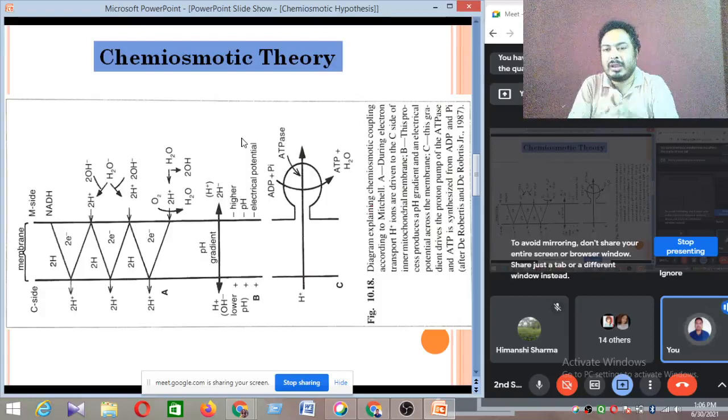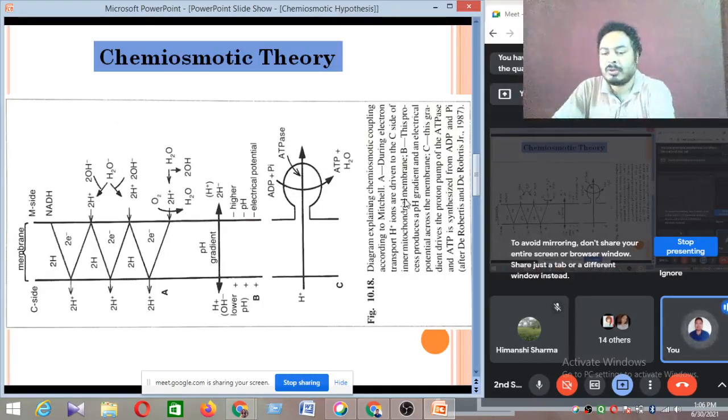Then when they form the water molecule, this water molecule breaks again for a new cycle to produce the H+ molecule. This cycle goes on cyclically like that, and this is called the chemiosmotic theory, which was proposed by Mitchell.